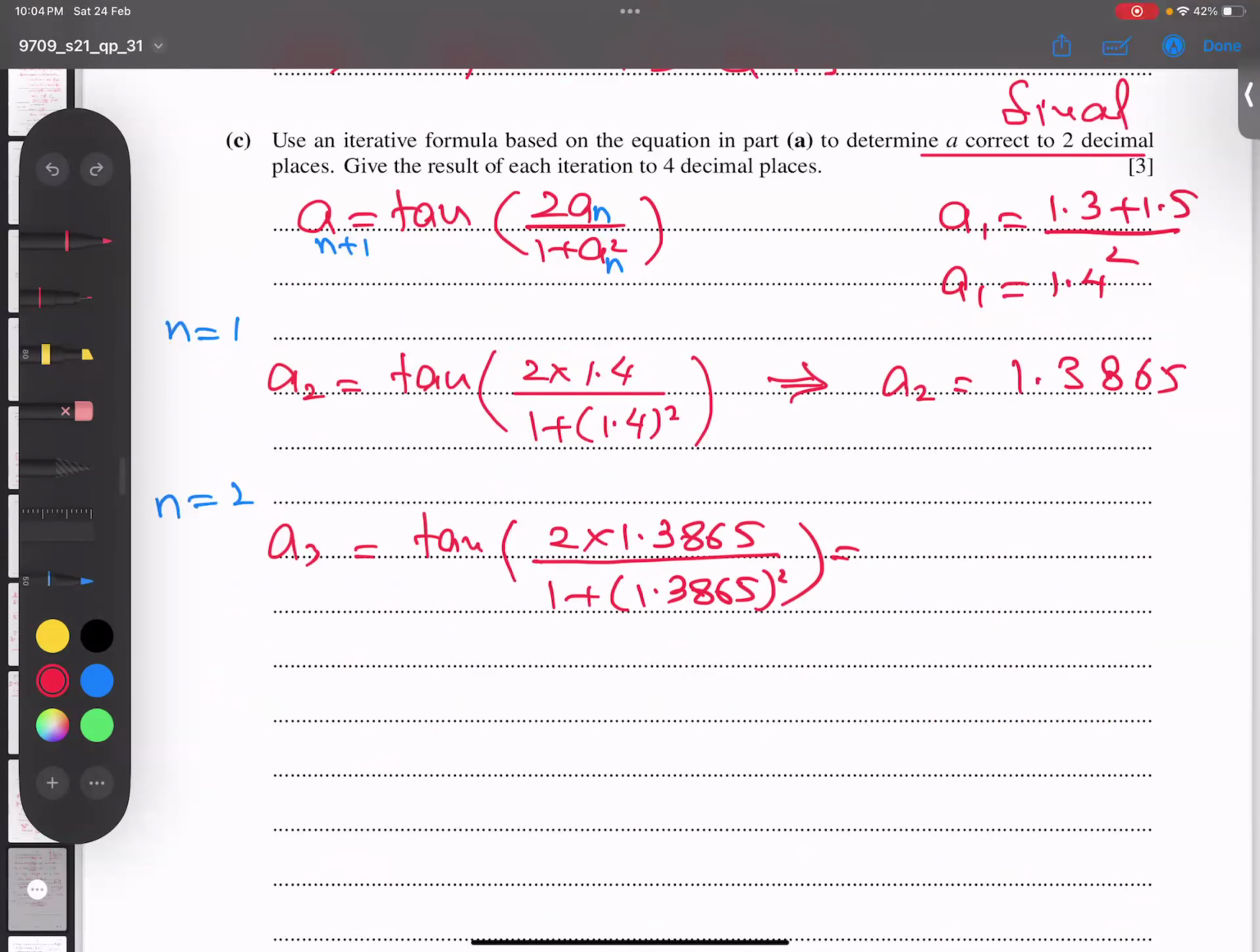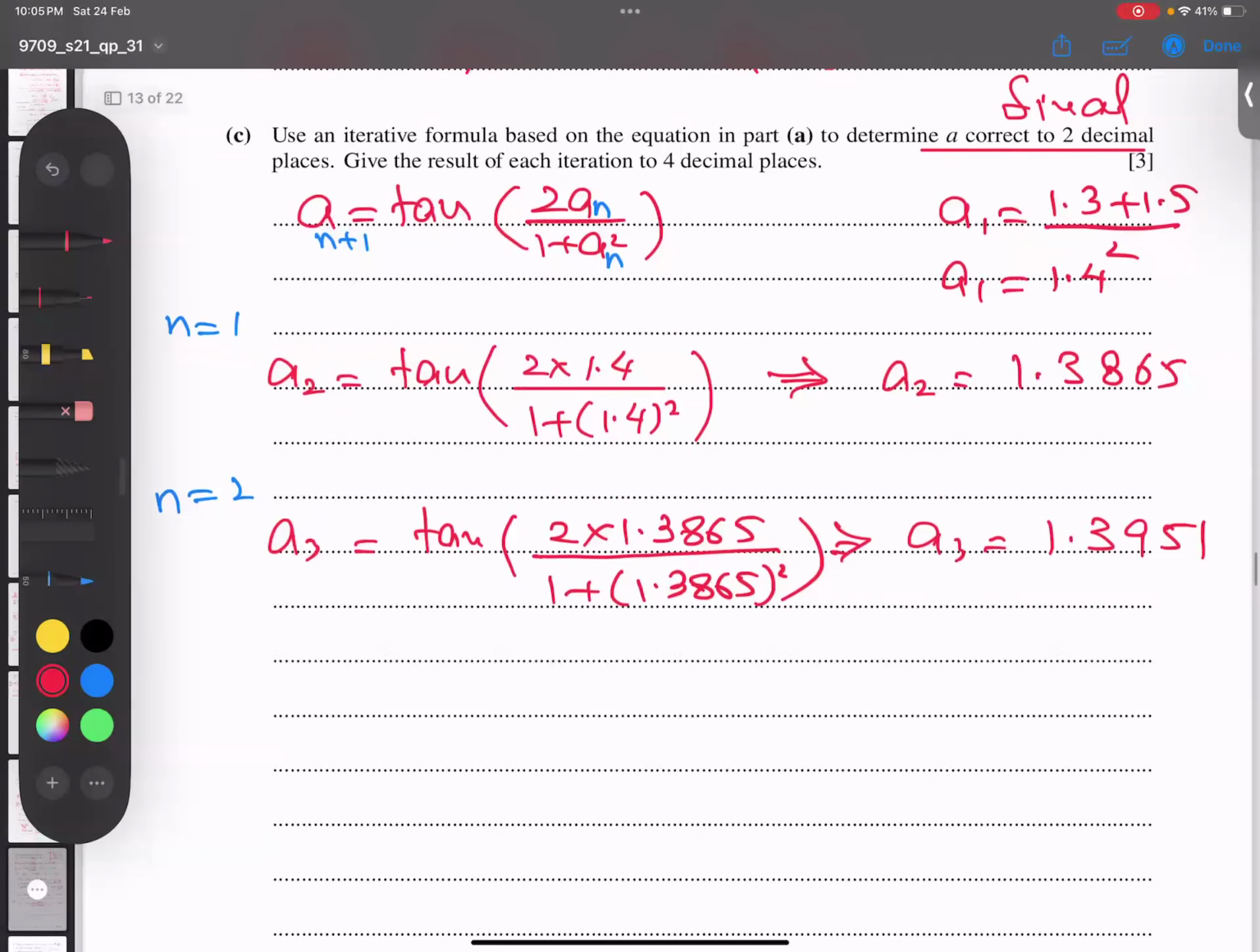I'm plugging in the value 1.3865. Let me recheck. My answer is coming, A3 is 1.3951. And you see, students, you know very well when to stop. We have to keep our eye on 2 decimal places, and this number is very important. If I round it, it becomes 1.40, which is not matching the earlier 1.39. So I will go for more and more iterations.